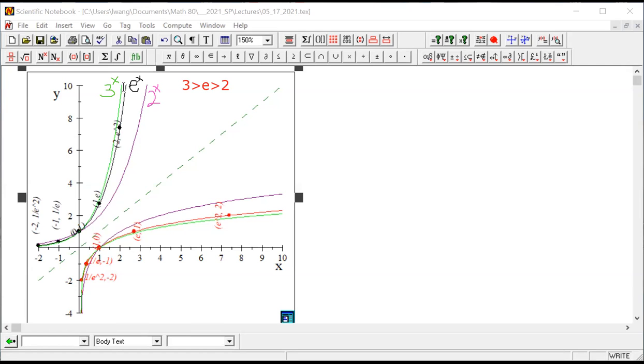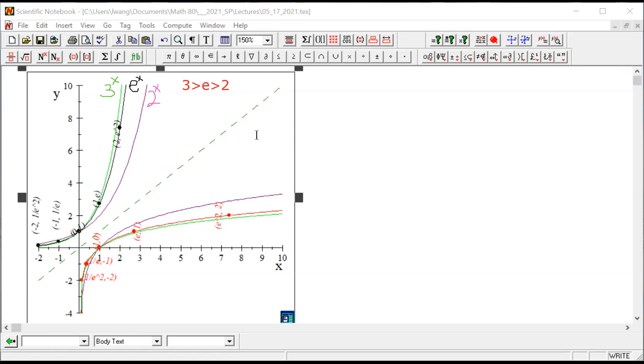So when we take its power on this side, the green is narrower than the black, and the black is narrower than the purple. But let's look at the other side.